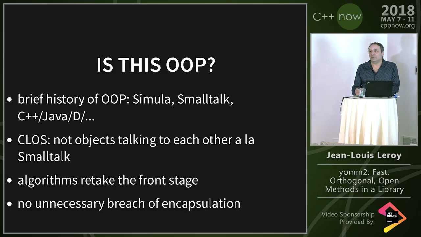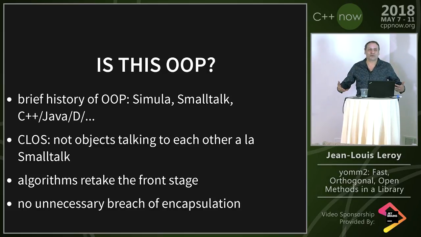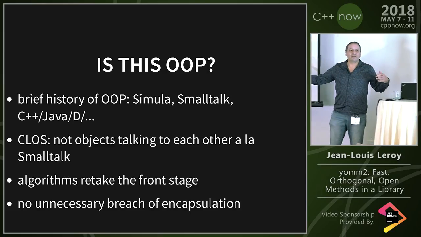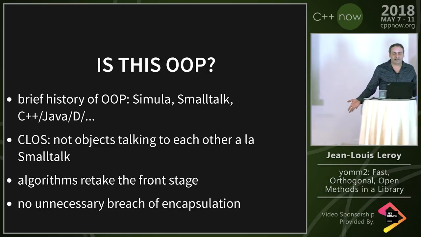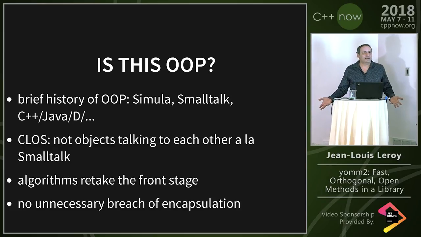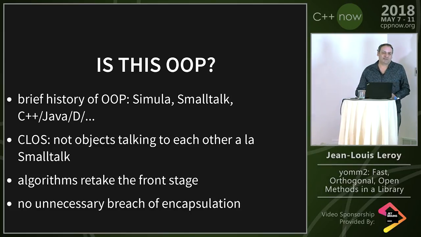Around 85, the Lisp community created an object system which was not based on that metaphor of objects talking to each other. Instead, it saw methods more like rules. Given a series of objects, I apply the most specific rule. And in that worldview, algorithms take the front stage again. So, in my opinion, programming with open methods is not really object-oriented programming because it doesn't focus so obsessively on objects and classes.